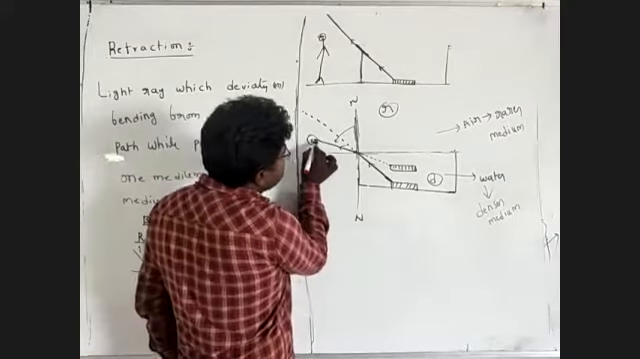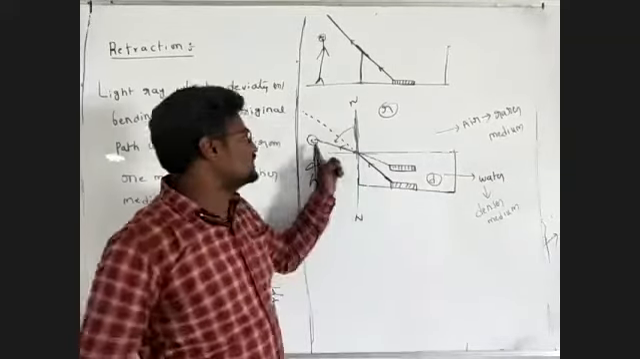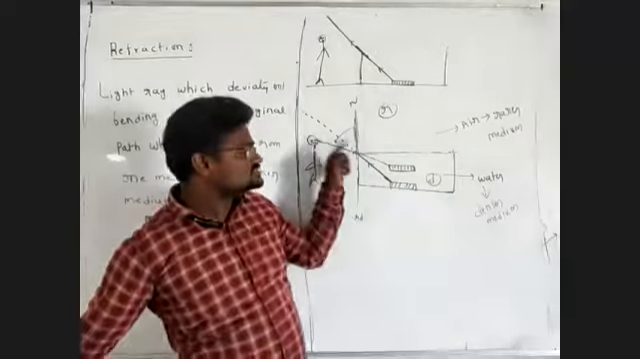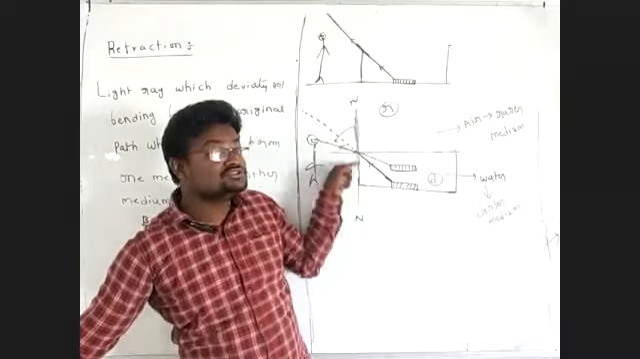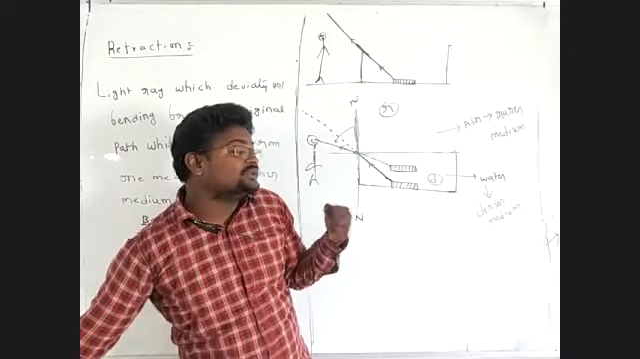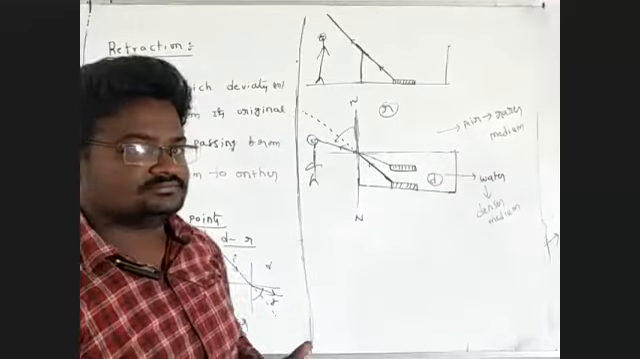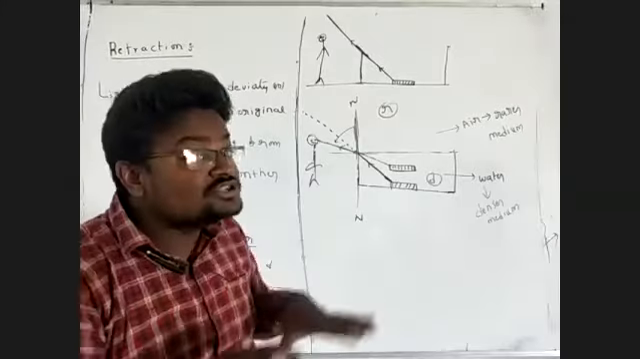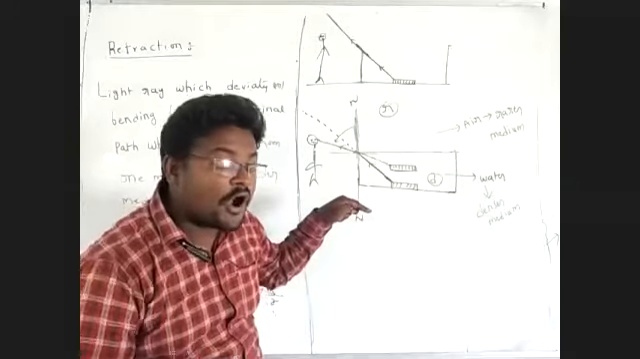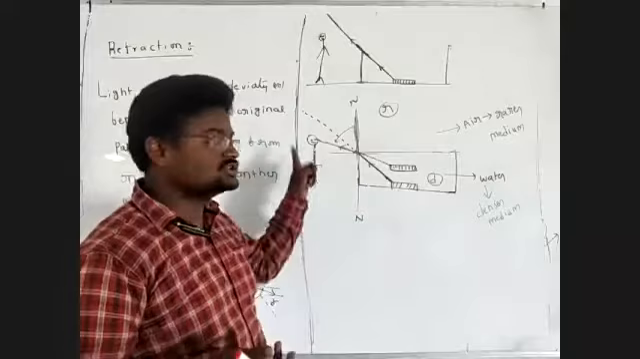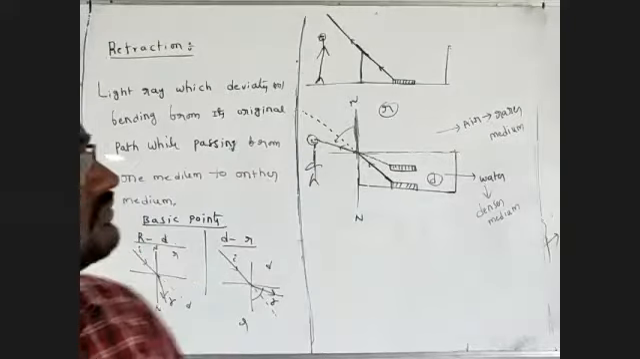He is not seeing straight, he is seeing to the side. He is seeing to the coin, but he is not seeing the original coin. He is seeing the coin that appears rising, but he is not seeing the actual coin. He is seeing the rising coin due to refraction. That is refraction.